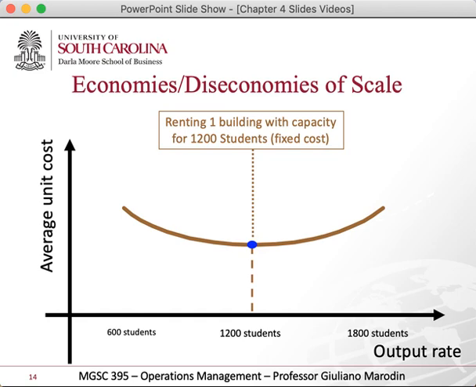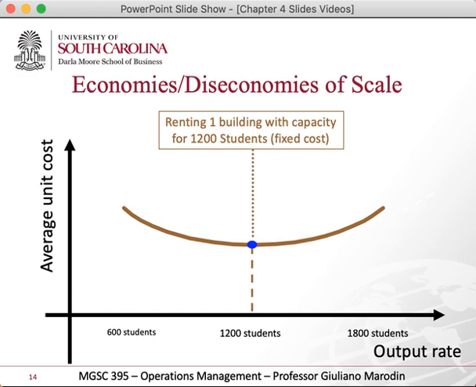Right? So these two concepts are called economies of scale and diseconomies of scale. When I'm increasing volume and I'm decreasing cost, that's called economies of scale. When I'm increasing volume and I'm increasing cost, that's called diseconomies of scale. And that's basically what this chart is showing. Okay, does that make sense?